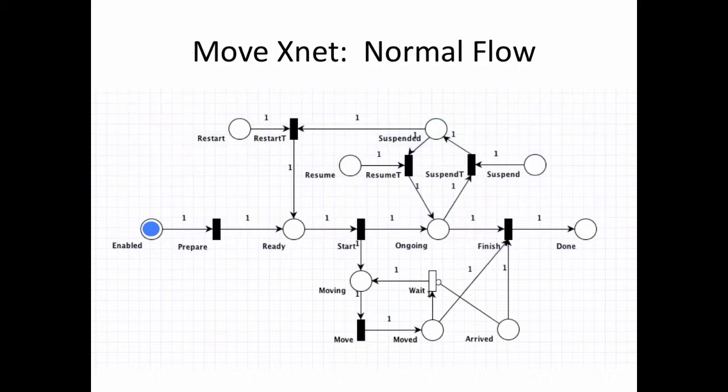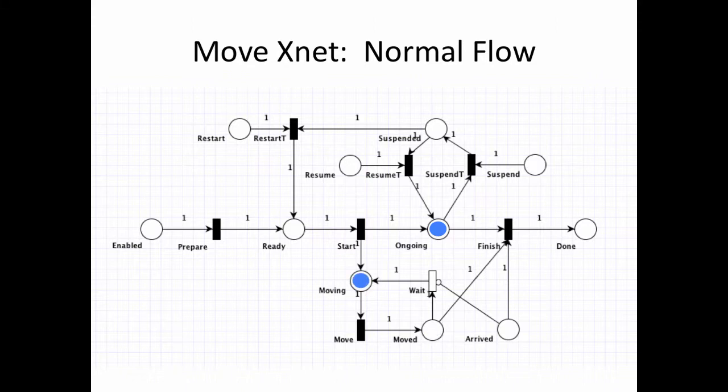So a normal flow here for this particular executable schema, which we implement as this PetriNet, which we'll call an Xnet, starts with marking with a token the enabled place. And then we follow the arrows, we go to ready, and then we branch through the start transition, and we mark both the moving, which is the specific action that we're representing here, and ongoing, which is a general statement that we're doing something.